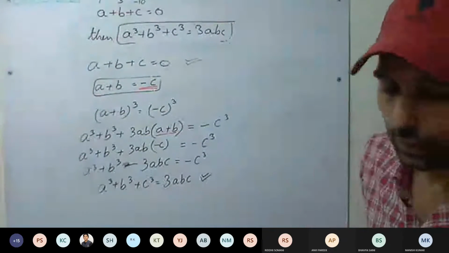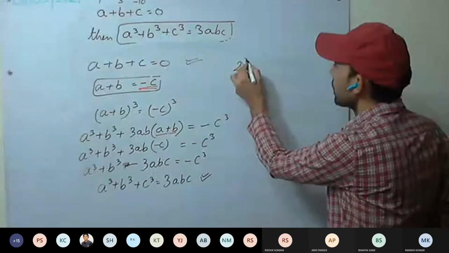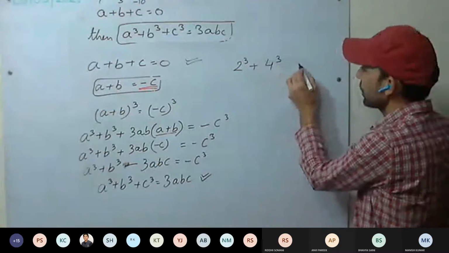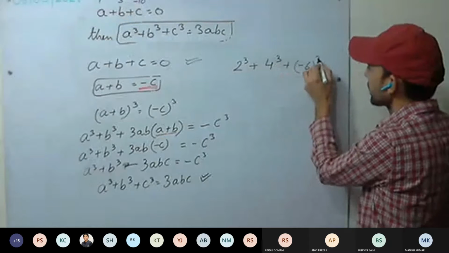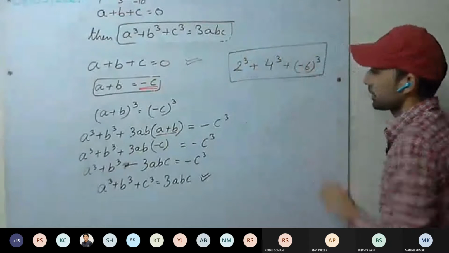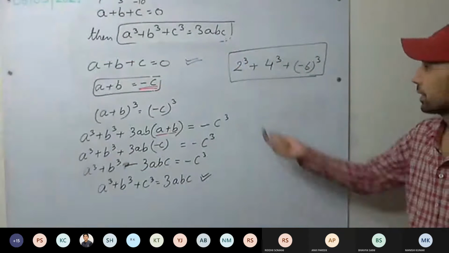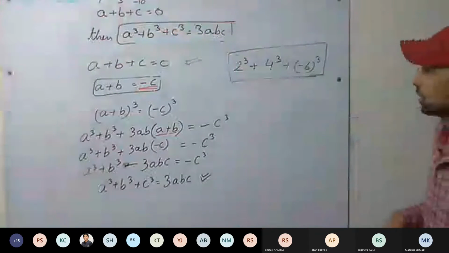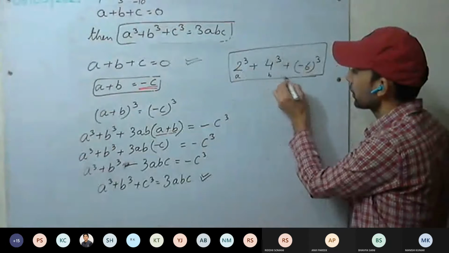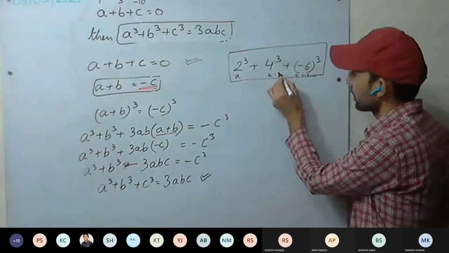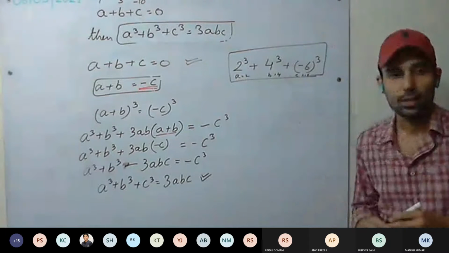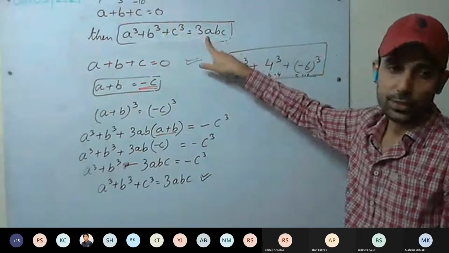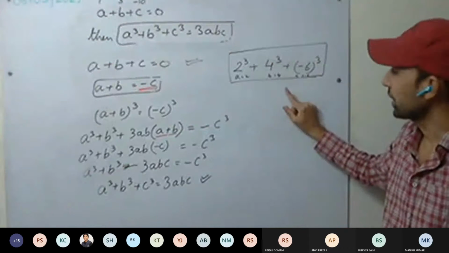Okay, I give you one question. Find the value of 2 cube plus 4 cube plus minus 6 cube. How are you going to find the value? First check whether a plus b plus c equal to 0. Check it and solve. So here a equal to 2, b equal to 4, c equal to minus 6. If this condition is satisfied, then we can apply this equation directly.